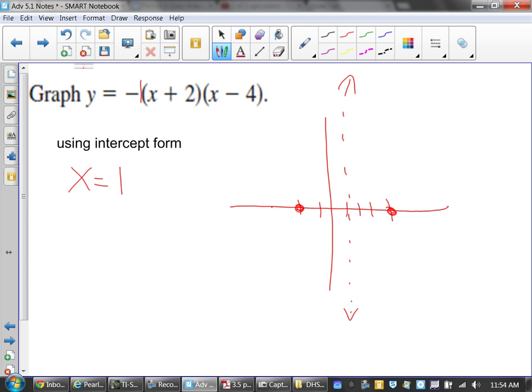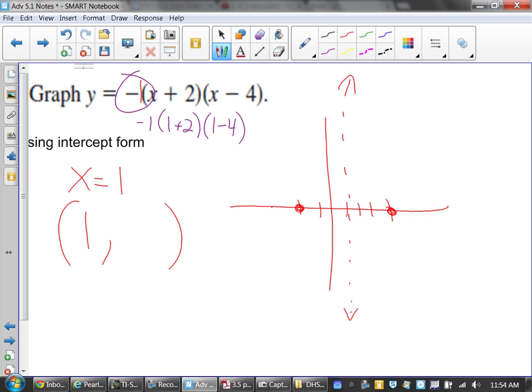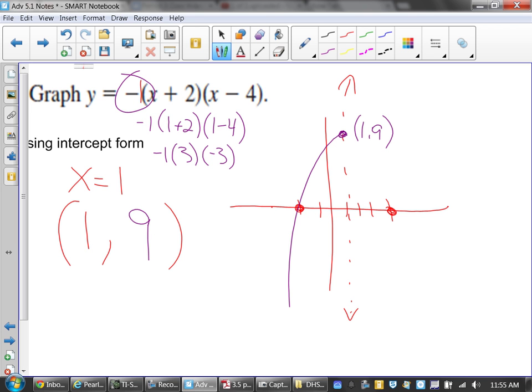So where's my vertex going to be? Well, at 1 comma something. What do we do to find something? Substitute it. Thank you. One thing that people tend to forget is that the A value, when it's just a negative symbol, means it's negative 1 times. So just write it out: negative 1 times 1 plus 2, times 1 minus 4. Negative 1 times 3 times negative 3 gives you how much? Positive 9. And it's moving down like a frown.